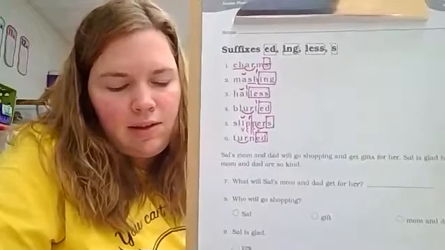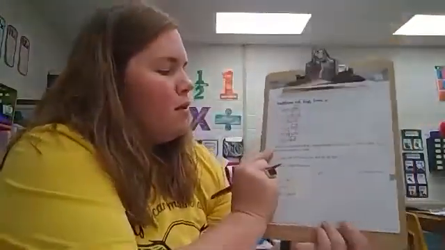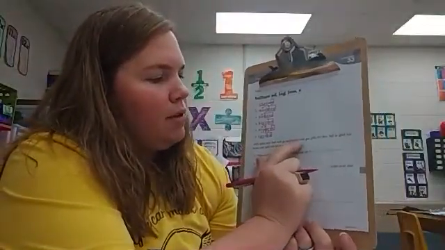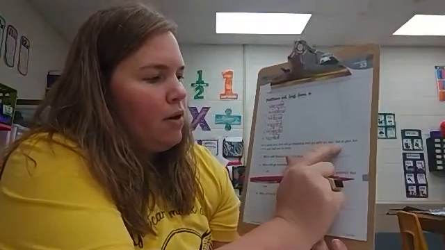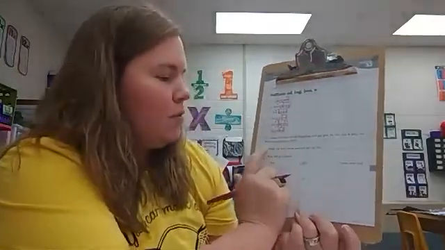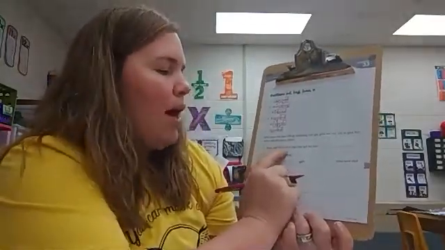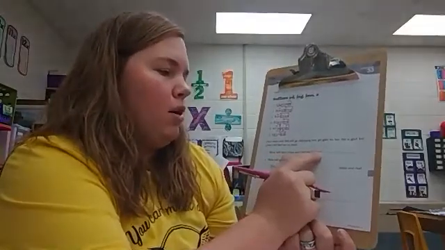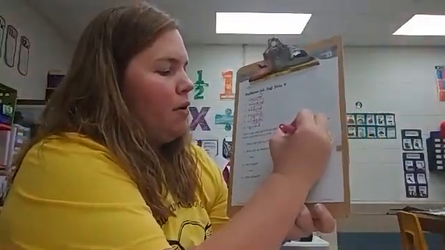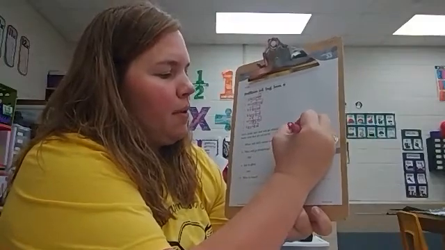Let's read through the sentences together and answer the questions at the bottom of the page. The sentences say, Sal's mom and dad will go shopping and get gifts for her. Sal is glad her mom and dad are so kind. Number 7, what will Sal's mom and dad get for her? What will they get for her? They will get gifts for her. Gifts.